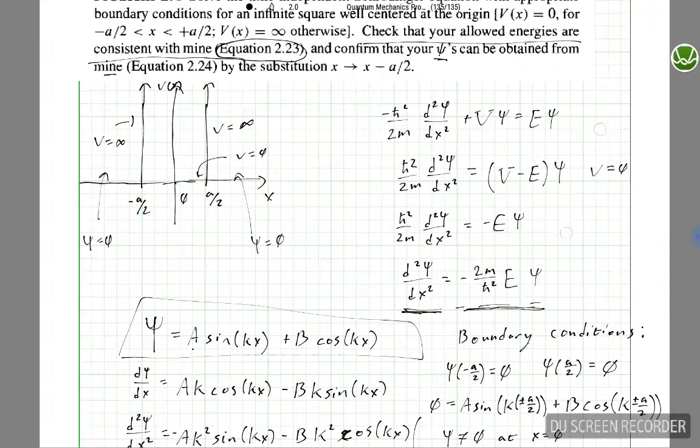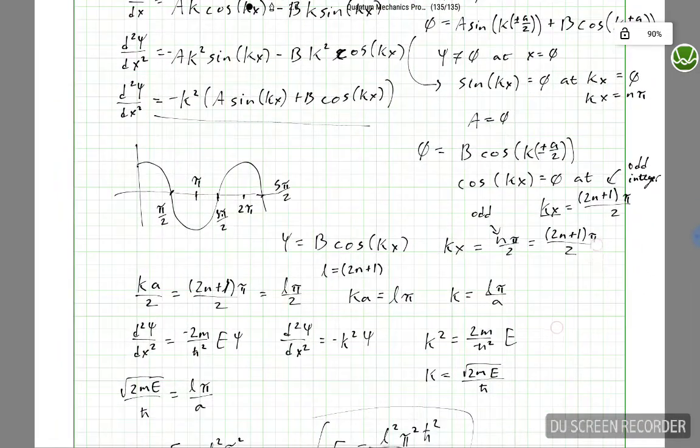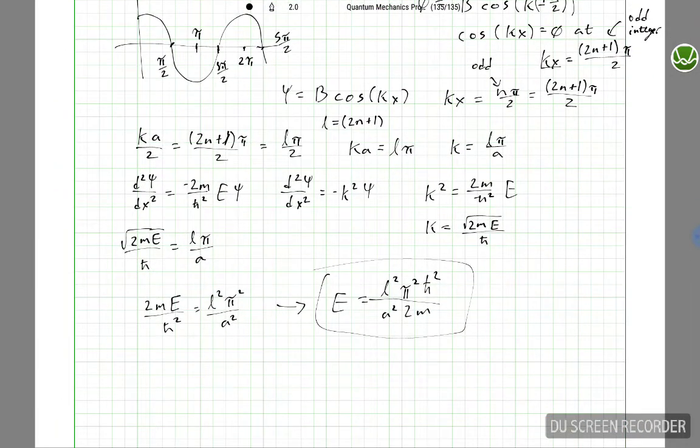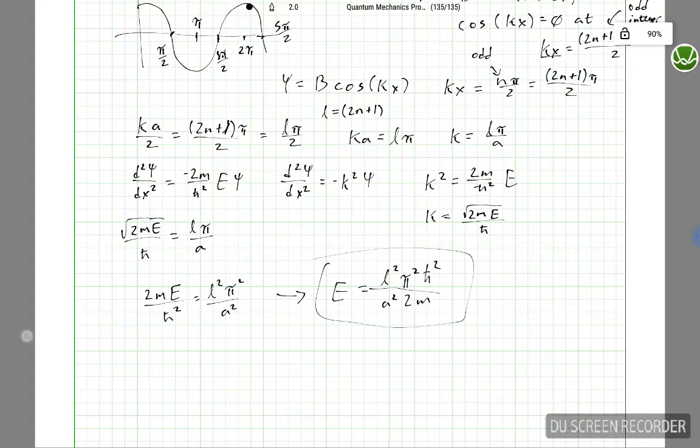You could do an L instead of an N, by the way. It really doesn't matter if you choose a sine or if you choose a cosine. You're going to get to the same answer at the end of the day, either way.